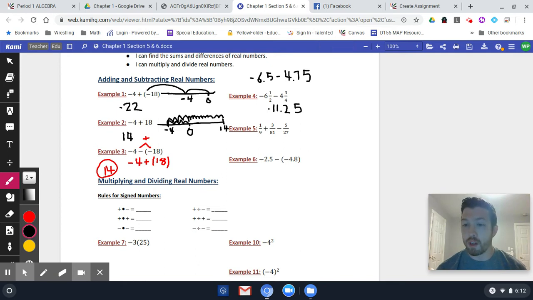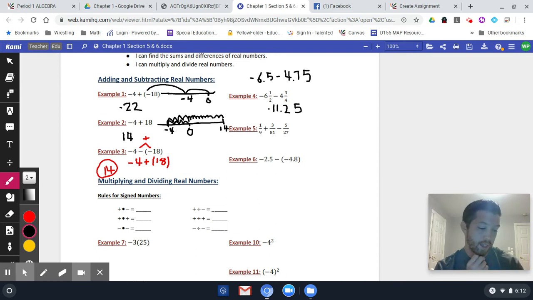We could change them all to decimals. That is a possibility. So you can do like 1 divided by 9 in your calculator, and that comes out to 0.111. And you can do that for 3 out of 81. You can do that for 5 out of 27. You can change all the fractions into decimals. We also could plug them in our calculator.